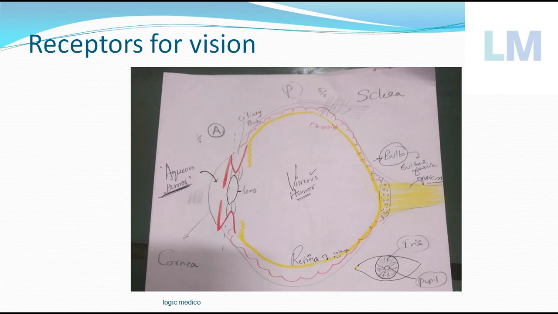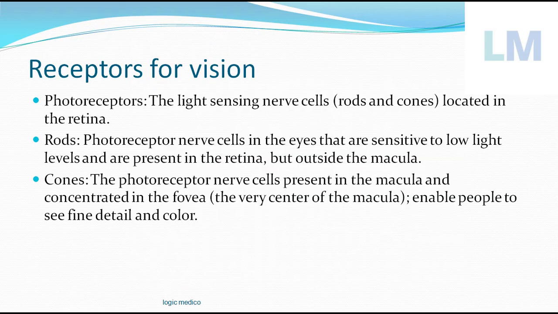Rods are for night vision or scotopic vision. Cones are for bright vision or photopic vision. Where are they present? They are present in the retina. The light sensitive nerve cells are called rods and cones. They are located in the retina.